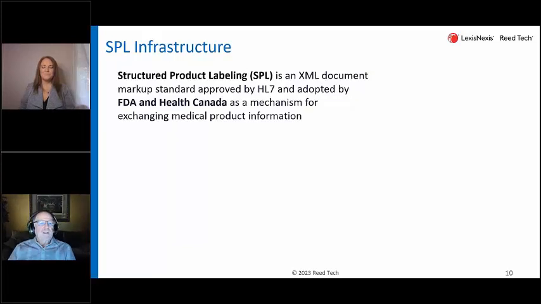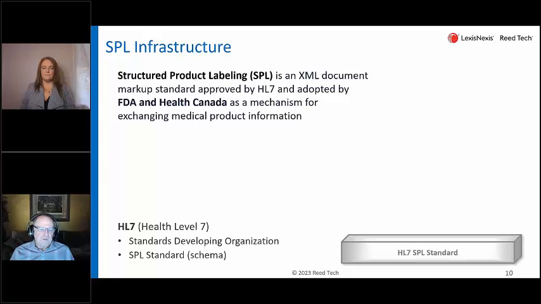So with that said, what is SPL? Structured product labeling is this standard that Health Level 7 has authored and owns. It is based on XML, so it's just a special type of implementation of XML that's targeted for medical products. And FDA has adopted it many years ago, and now Health Canada has adopted it as the mechanism to put this labeling content in. Health Canada actually has a lot of different applications. Health Canada is just starting with this first product monograph application.